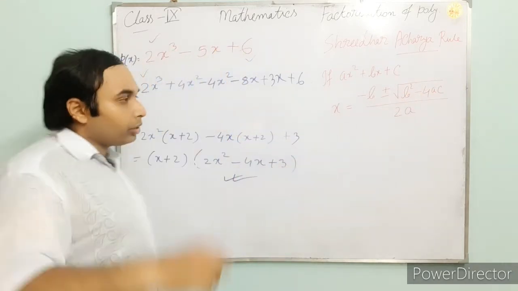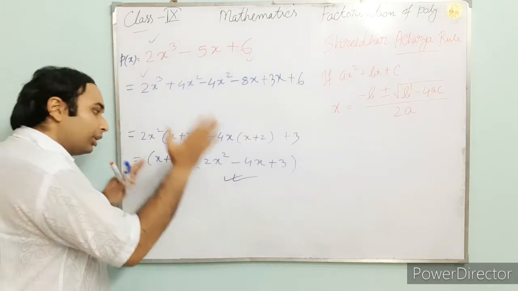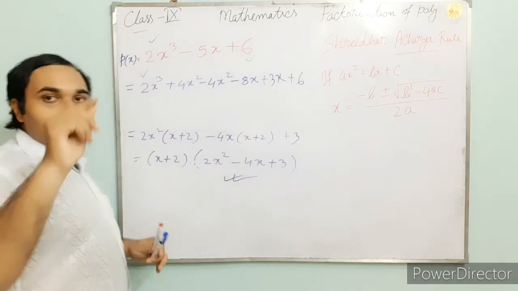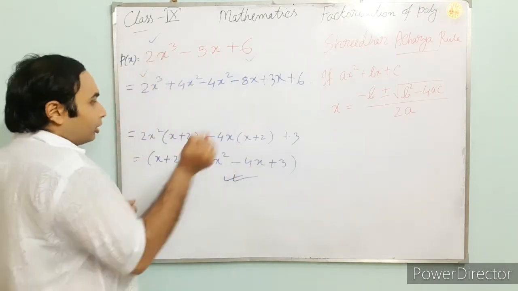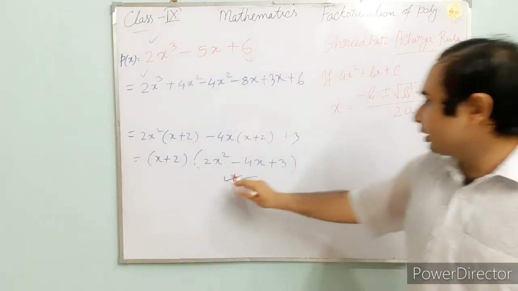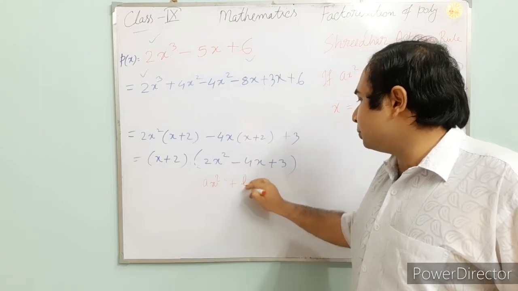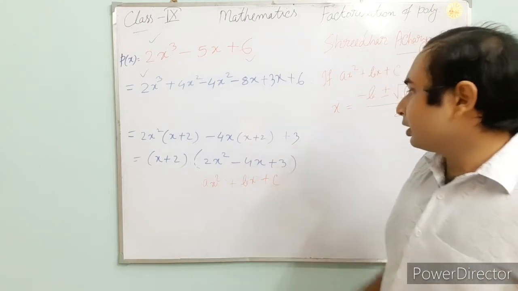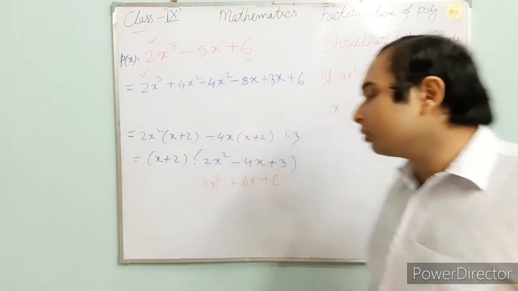You don't have to apply this one. No need to be afraid. For class 9 you will just stop the process here. But for your knowledge only I am saying this, that what it is coming. So here 2x square minus 4x plus 3. Here I am writing ax square plus bx plus c. You have to do this on the board. So obviously from here just know this one.